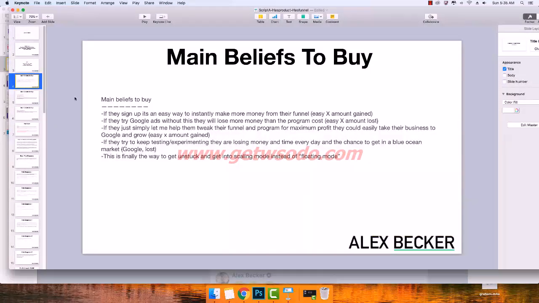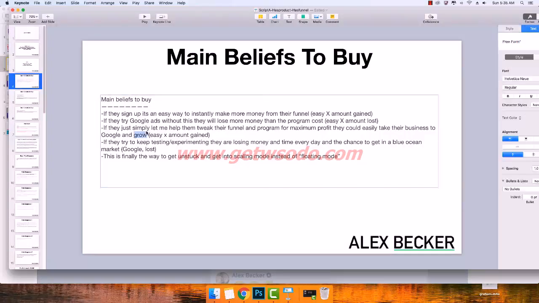So the next thing you need to do is just recap this. For this type of buyer who is already running ads, already has a high ticket product, already has a webinar, these are the things we need them to believe if we want them to buy. We need them to believe that if they sign up, it's an easy way to instantly make more money from their funnel. So they'll make more money by default, way more than the product cost.